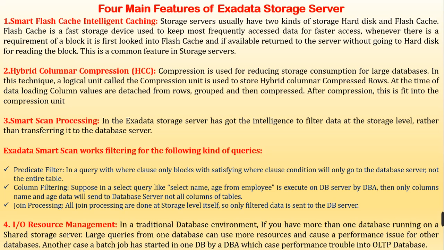Exadata Smart Scan works by filtering for the following kinds of queries. Predicate filtering: in a query with a where clause, only blocks satisfying the where clause condition will go to the database server, not the entire table. Column level filtering: suppose a select query like select name, age from employee is executed on the DB server by a DBA, then only the name and age column data will be sent to the database server, not all the columns of the table. Join processing: all join processing is done at the storage level itself, so only filtered data is sent to the DB server. Very good, right?